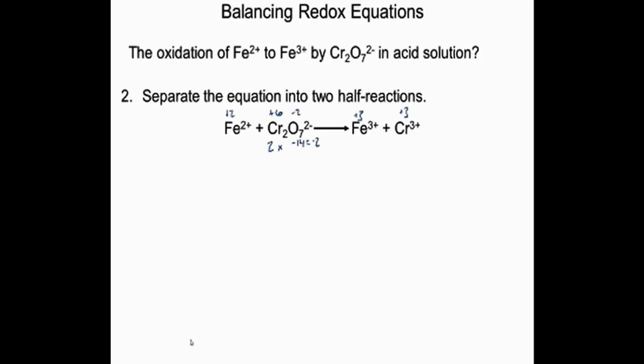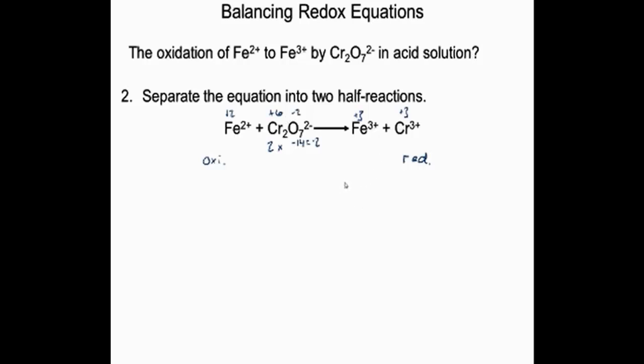So, part 2, separate the equation into 2 half reactions. We'll do the oxidation reaction over here, and over here we'll do our reduction reaction. But again, it does not matter which side you do it on. I always think in terms of reduction, because it's easy to think who's getting smaller or reduced from left to right. So if I look at this, iron's going from 2 to 3, it's getting bigger, so that's not being reduced. And then chromium is going from a +6 to a +3, so this must be my reduction reaction.